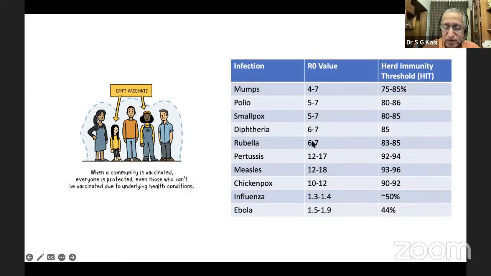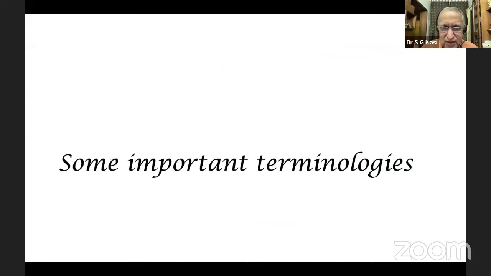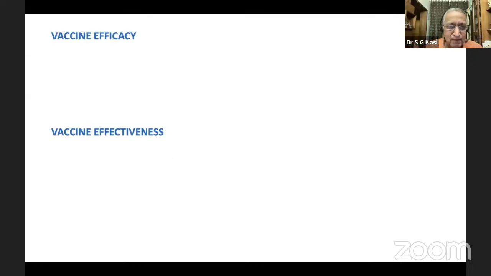As far as COVID is concerned, this herd immunity has been a moving target. What began as 2, 2.5 now went almost to 7 in the Omicron wave. So probably non-existent herd immunity. Now, having dealt with all these basic concepts of immunization and its application, let's come to some important terminologies.